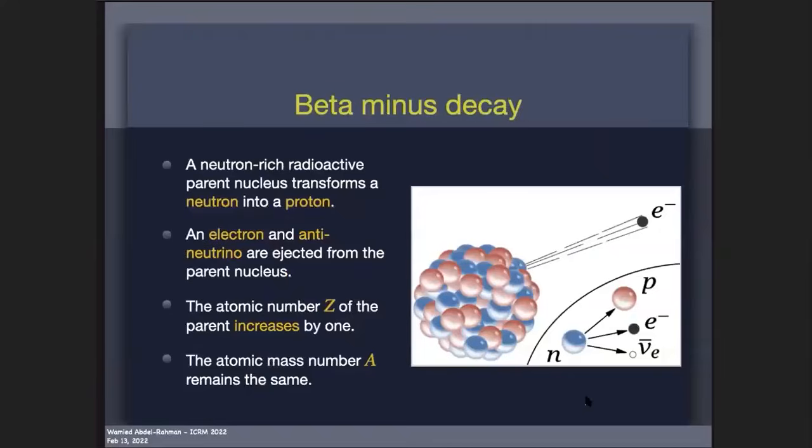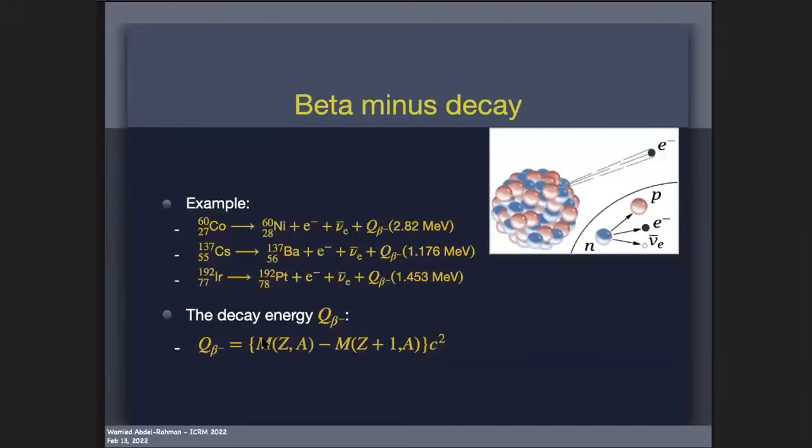Beta minus decay usually happens when we have a lot of neutrons in the nucleus, so in this case, the neutron-rich nucleus. When this happens, we get an emission of an electron and an antineutrino from the nucleus. In this situation, the atomic number of the parent will increase by 1, but the atomic mass number will remain the same.